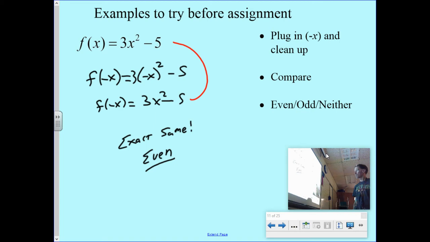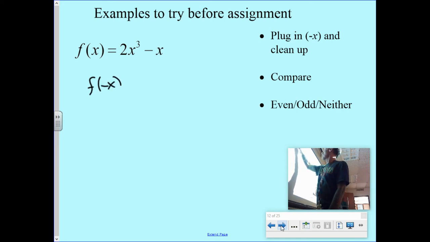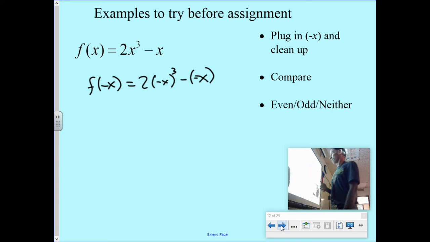Let's take a look at another example: 2x to the third minus x. Again, we always do that same test. We're always going to plug in the same thing. So f of negative x equals 2, again, negative x to the third power minus negative x. Always a good idea to use parentheses. You've been hearing that for years now. And again, clean it up. So in this case, we have negative to the third power. Negative times a negative times a negative is still a negative.